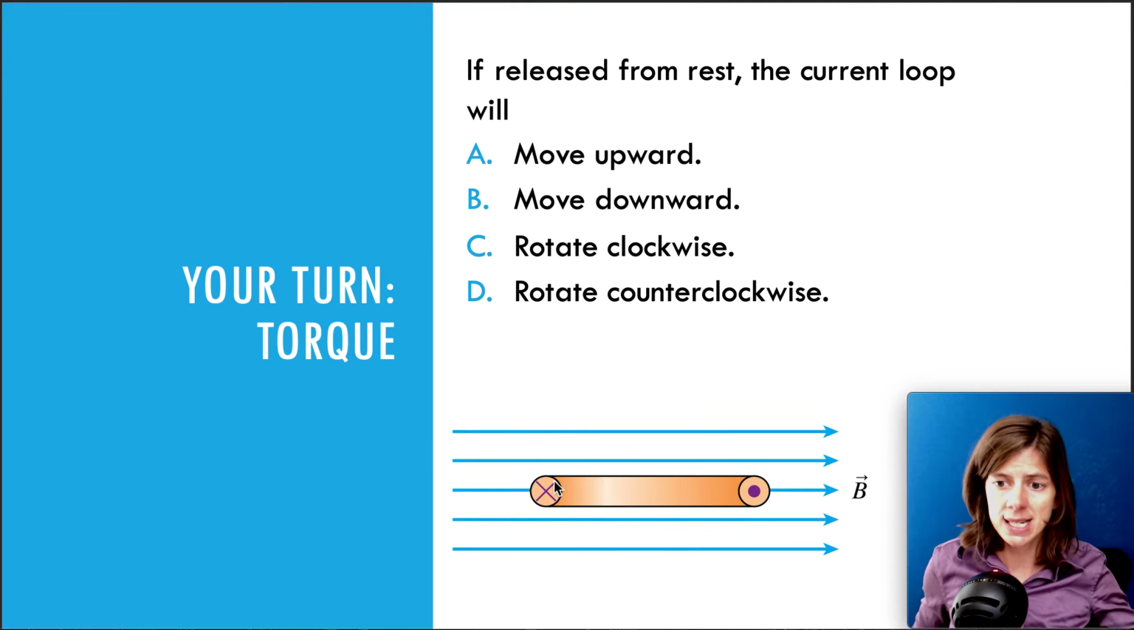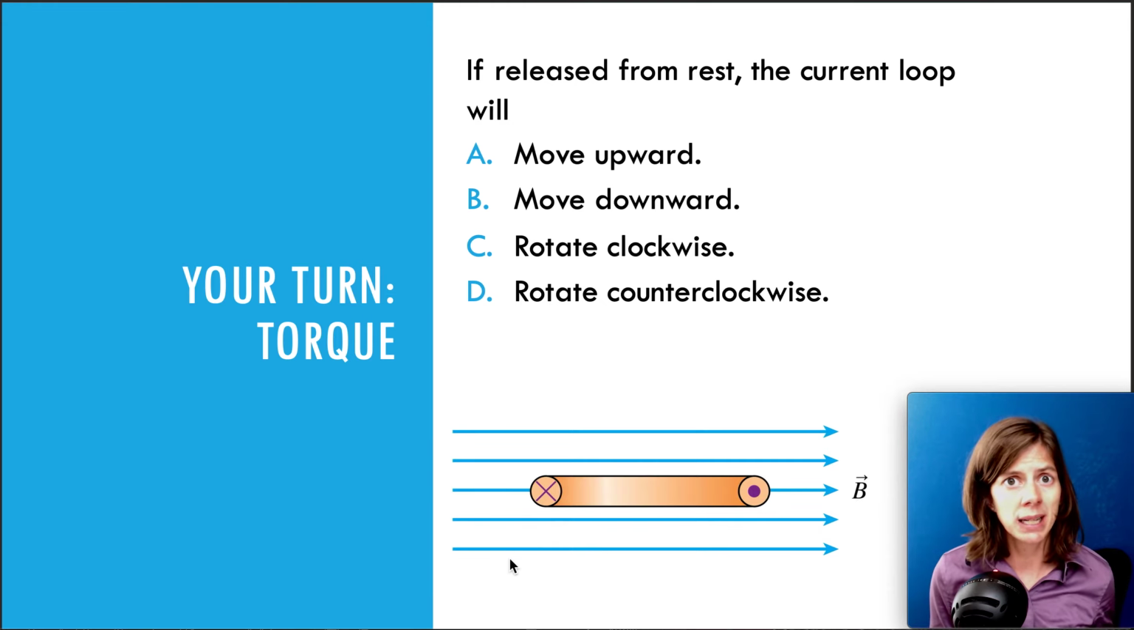If the current is going as shown, so the current is going into the page on the left, out of the page on the right, and the external field is to the right, what is that loop going to do? So think about it. Is there going to be any rotation? Which way is the magnetic moment? Which way does that magnetic moment want to line up? Okay, so the first thing to do is to figure out which way is the magnetic moment.